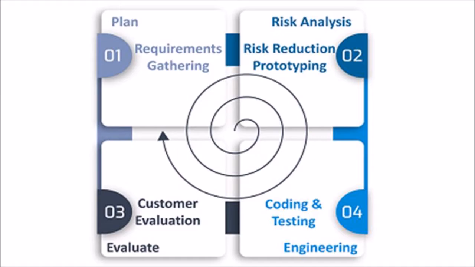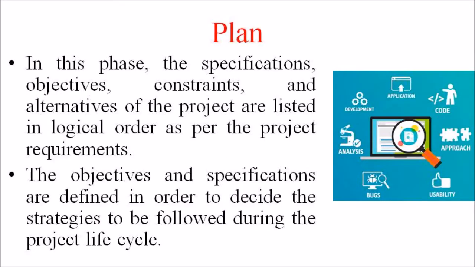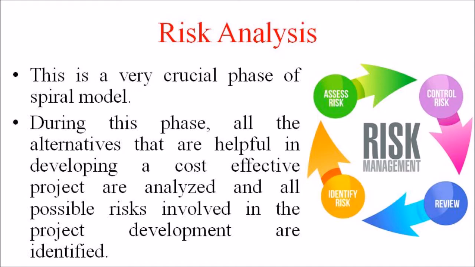The various phases involved in each cycle are detailed as follows. The first phase is the planning phase. In this phase, the specification, objective, constraint, and alternative of the project are listed in logical order as per the project requirements. The objectives and specifications are defined in order to decide the strategies to be followed during the project life cycle. The second phase is the risk analysis phase.